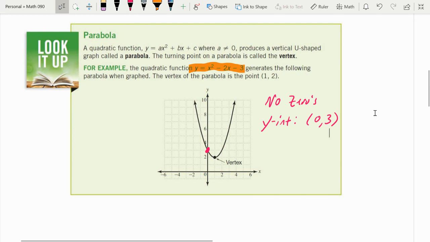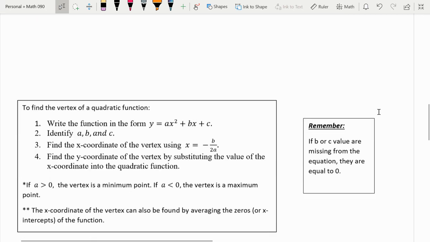The graph opens up. Let me erase a lot of this mess. I know this graph opens up because a right here is 1, which is positive. Since a is positive, I know this graph is going to open up. I don't know what else I can tell you about that. Let's just keep going.